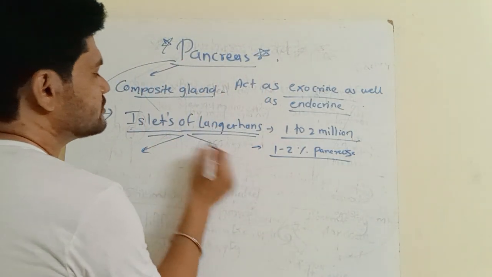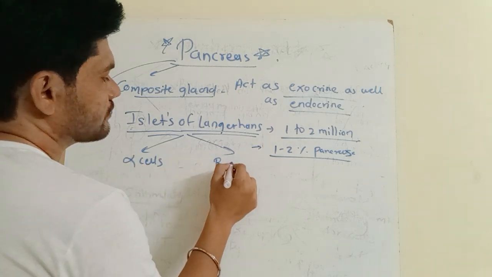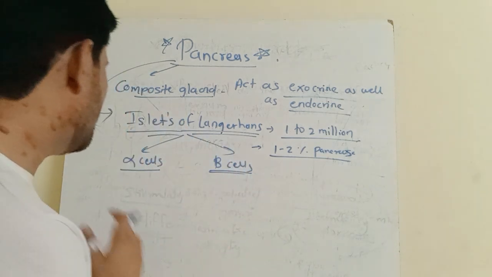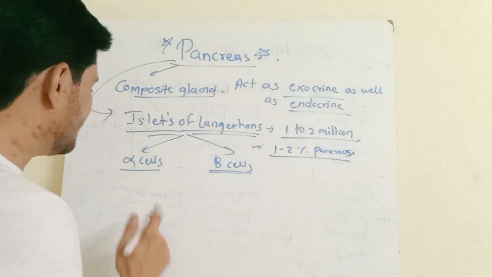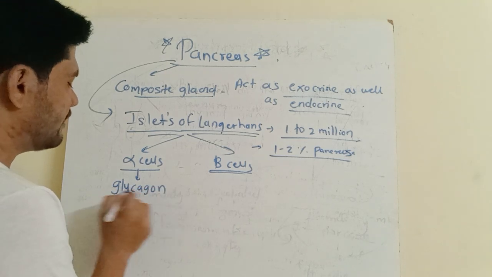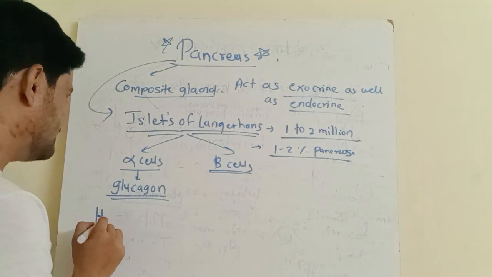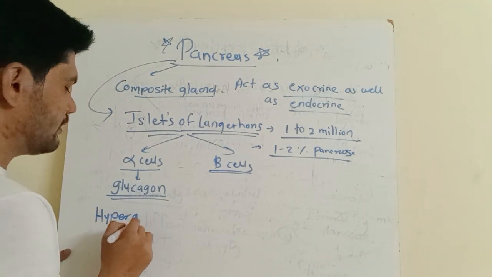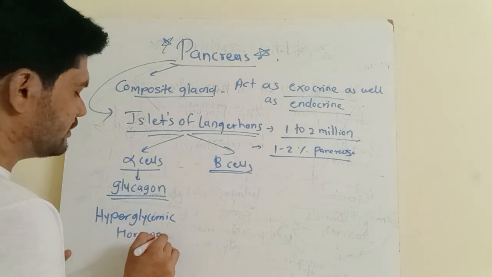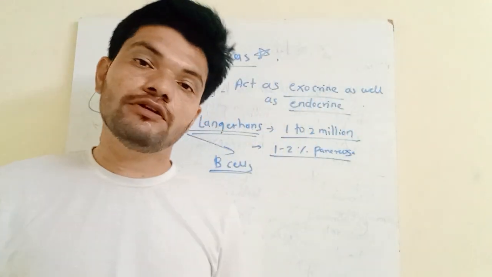They have two types of cells: alpha cells and beta cells. Alpha cells secrete a hormone called glucagon, and glucagon is a hyperglycemic hormone. What does it mean? Hyperglycemic hormones increase the glucose level in the blood.